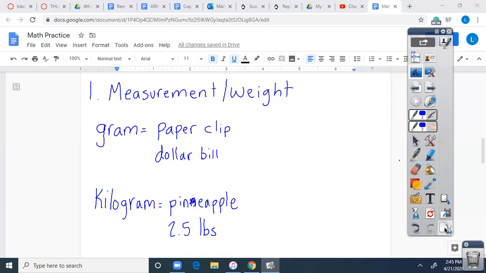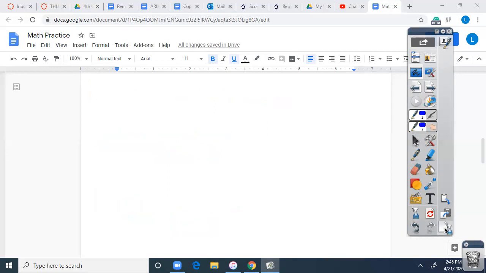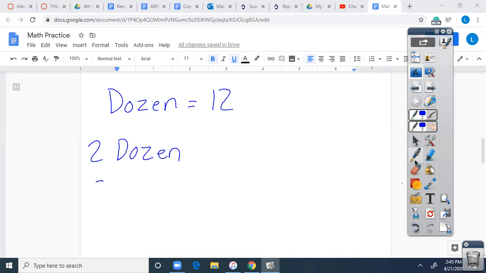The next thing we're going to talk about is another form of measurement, which is, all right, how many is in a dozen? Dozen equals 12. You need to know that, but you also need to know how many is in 2 dozen, or 3 dozen, or 4 dozen, okay? So if 1 dozen is 12, then 2 dozen would be 24, 3 dozen would be 36.